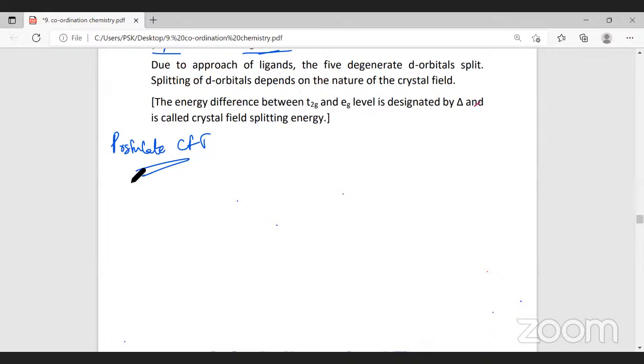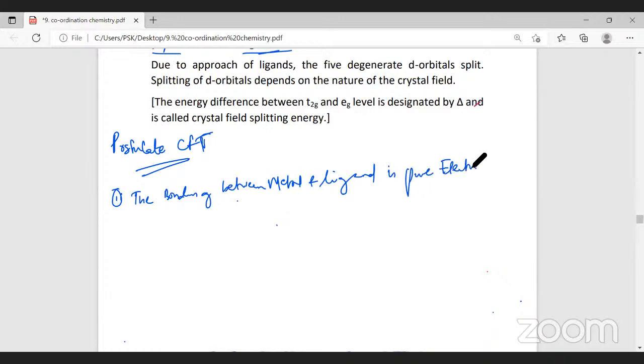What are the postulates of crystal field theory? CFT stands for crystal field theory. There are majorly two postulates. The first one is that crystal field theory clearly says the bonding between metal and ligand is purely electrostatic. When I say purely electrostatic, it means the bonding is ionic.